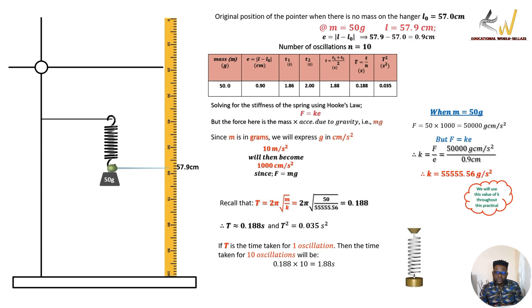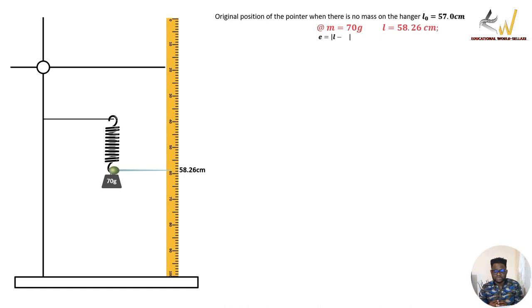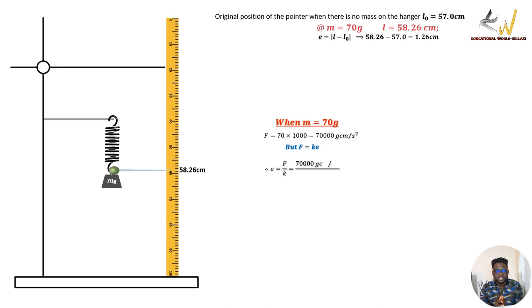So we are now going to get the values for the subsequent masses. You're going to perform the experiment for the subsequent masses, this time using the theoretical knowledge we have already. So remember our original reference point on the meter rule, L naught, is 57 cm. So when a 70 gram mass is hung on the spring balance, the length increased to 58.2 cm. Someone will ask me, how did I get 58.2 cm, since I'm not going to perform the experiment any longer? Simple, using Hooke's law.